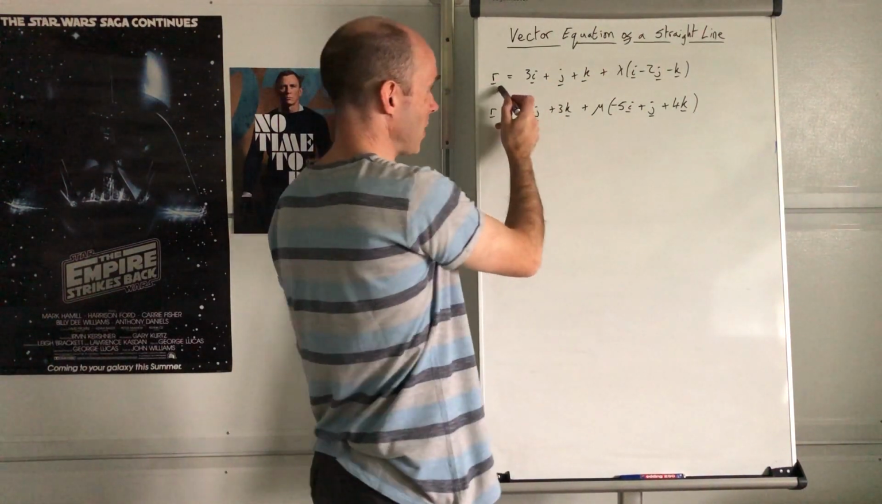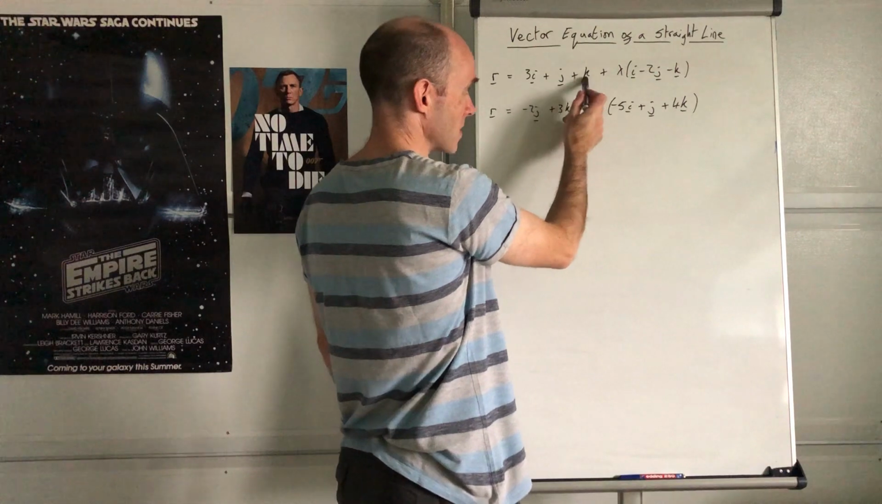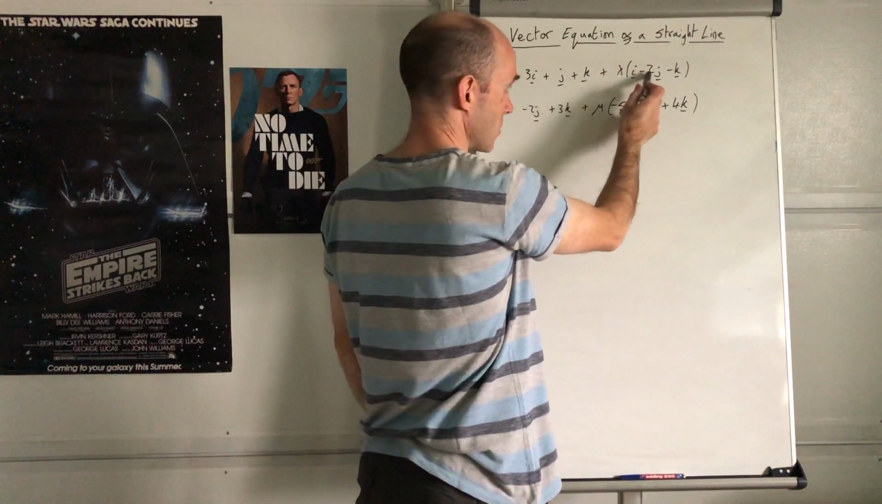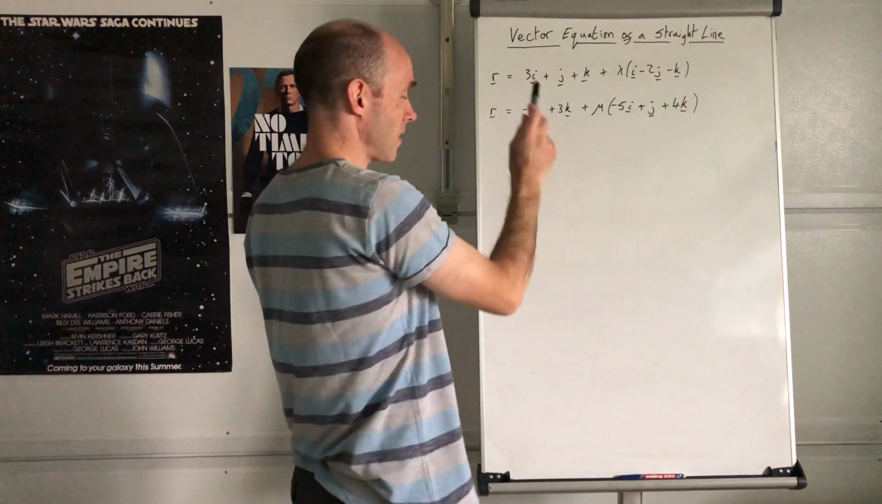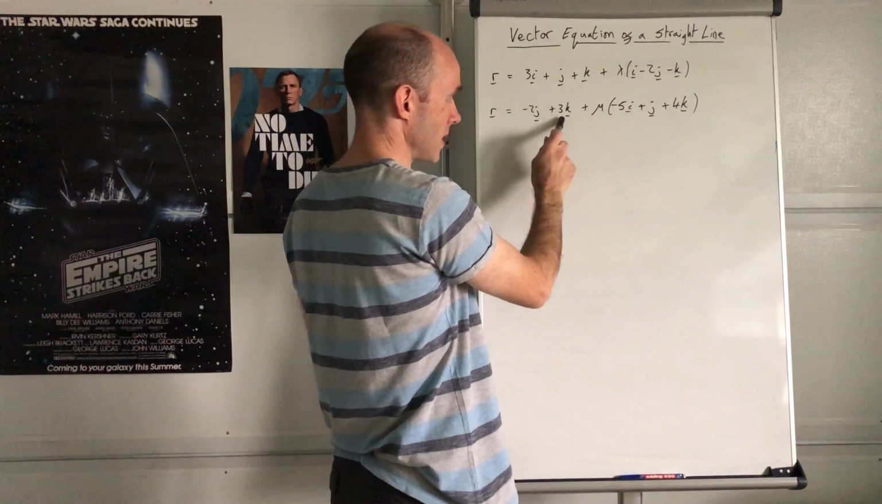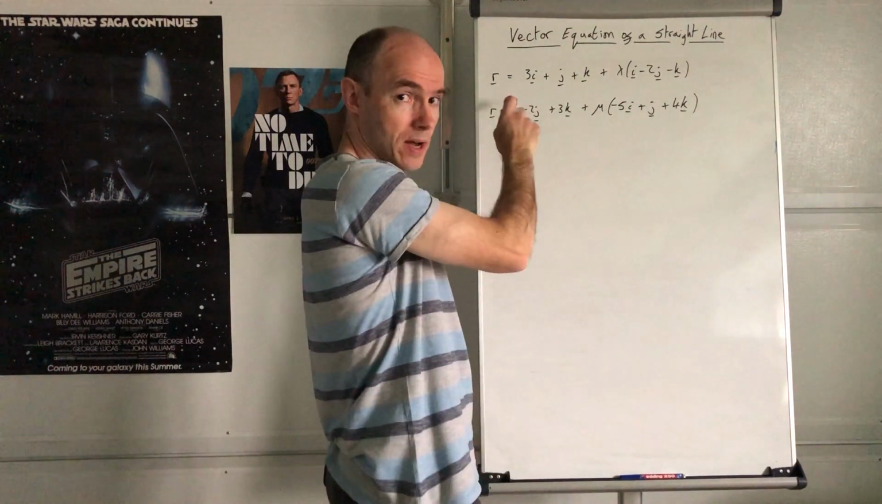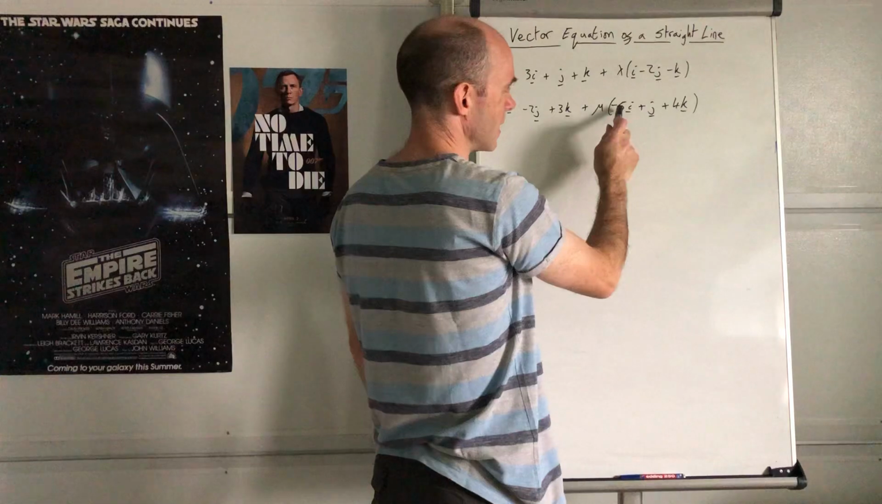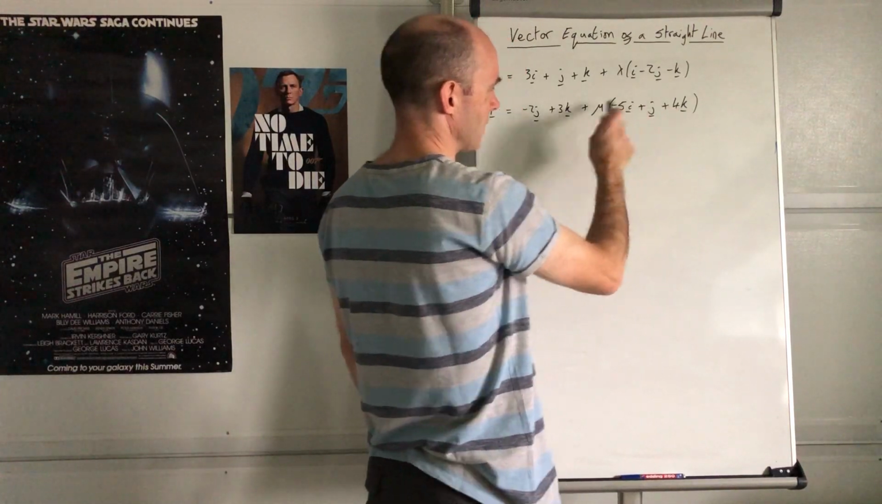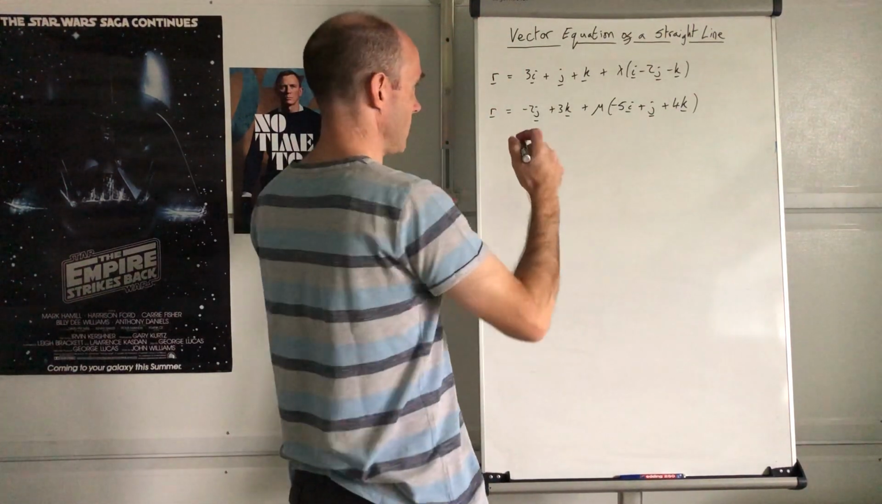So you've got the equation of one line is r equals 3i plus j plus k plus lambda (i minus 2j minus k). And the equation of another line is r equals negative 2j plus 3k, notice the absence of i component there, plus mu (negative 5i plus j plus 4k). Now I'm just going to rewrite the lines, okay, like this.